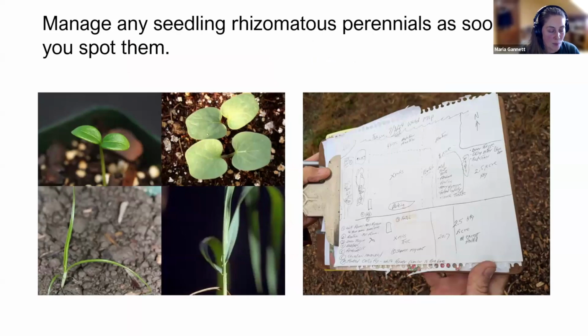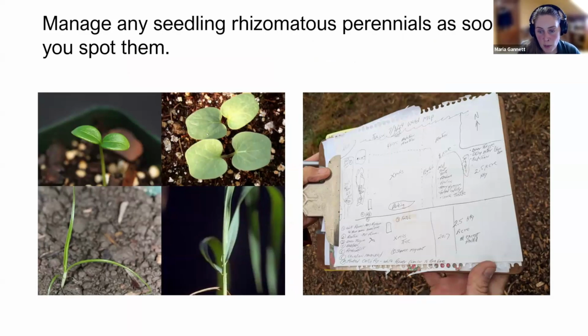So the next best time to manage these rhizomatous perennial weeds is when they're seedlings. The earlier you can catch an infestation of these weeds, the easier it'll be to manage them. I really recommend doing something like making a weed map of your farm.